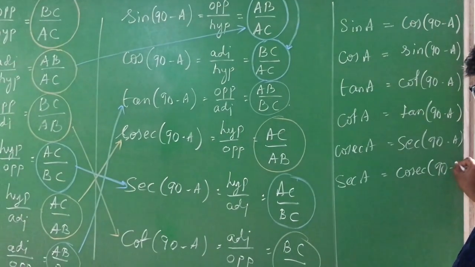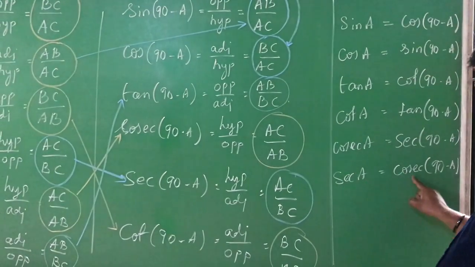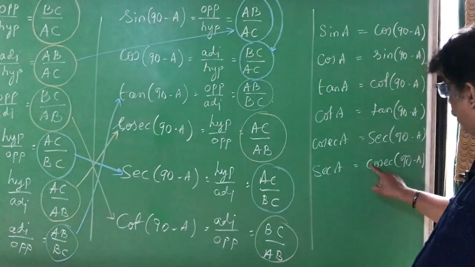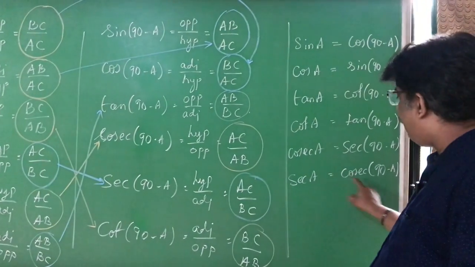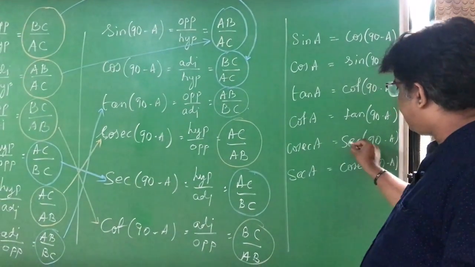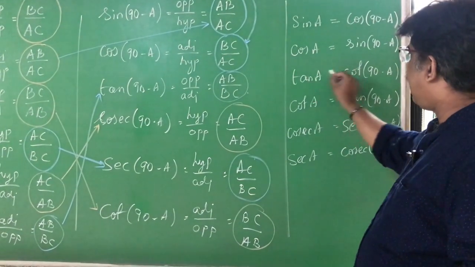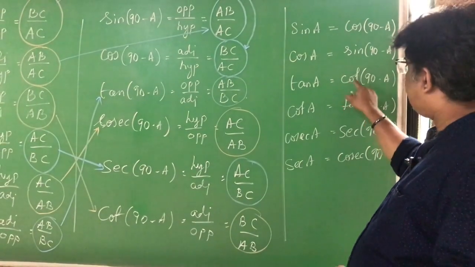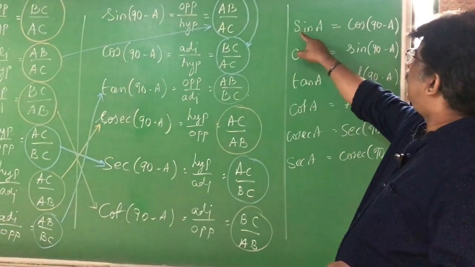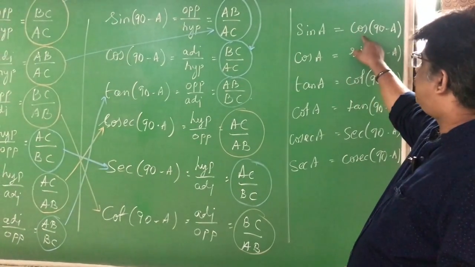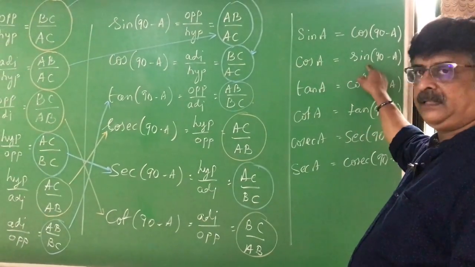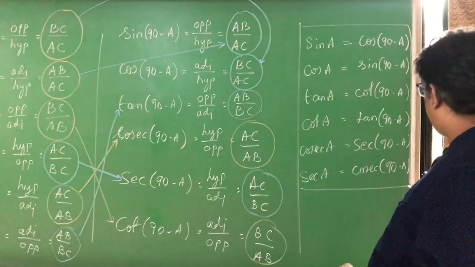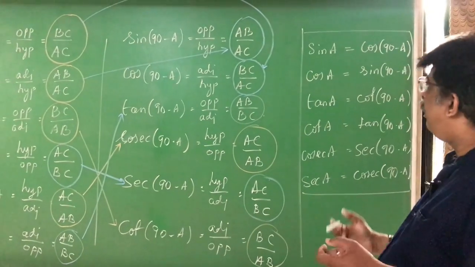There is no doubt at all, because secant and cosecant are complementary. Secant theta, the complement of secant theta is cosecant. These two are complementary angles. Cosecant and secant are complementary angles. Tan and cot are complementary angles. Complement of tan is cot. Complement of cot is tan. Simply, complement of sine is cos. Complement of cos is sine. Therefore, these are the 6 equations or relations we have to remember to solve the problems based on complementary angles.